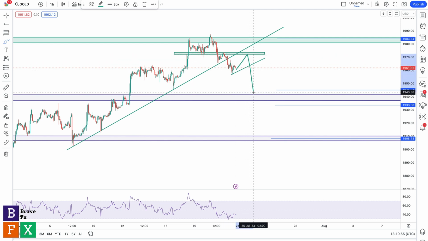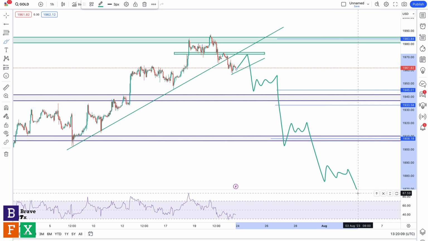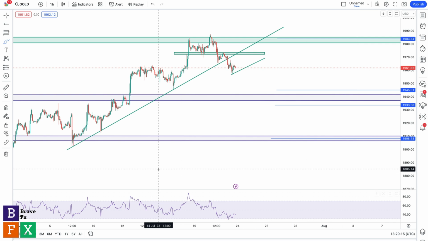So price declines, consolidates, which is a scenario for the price to take a breather in order to decide where it's going to head next. Then we'll continue, consolidate, continue, consolidate, continue. So this is known as a wave formation. So price moves in waves and not a straight line. So this is how I would be trading gold this week.